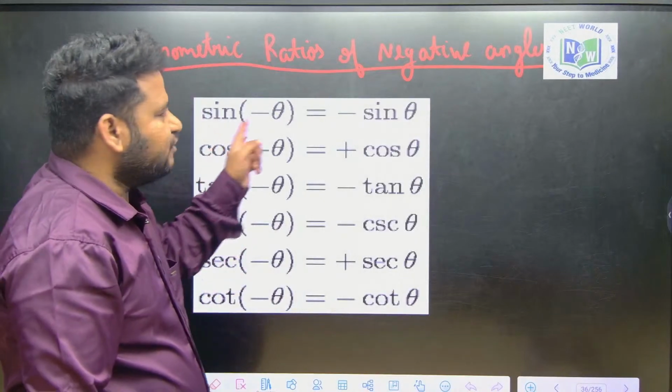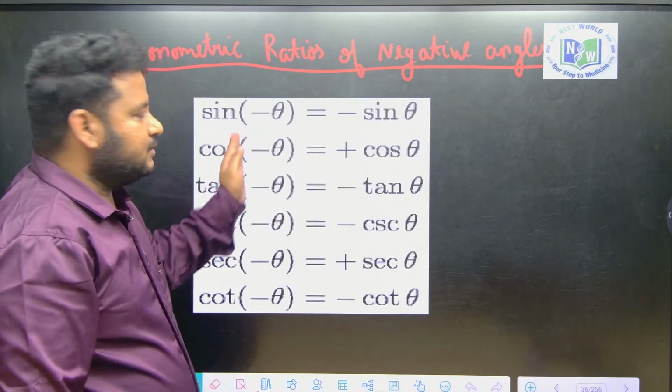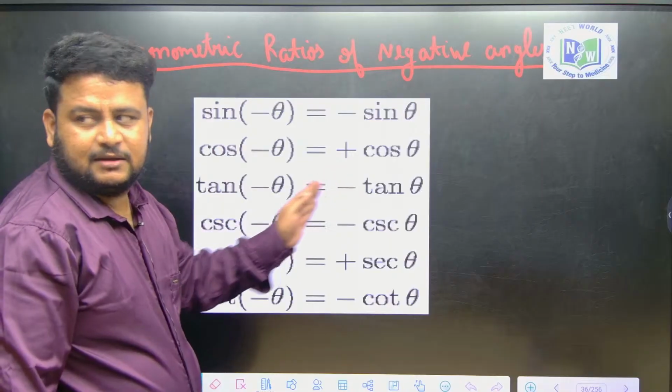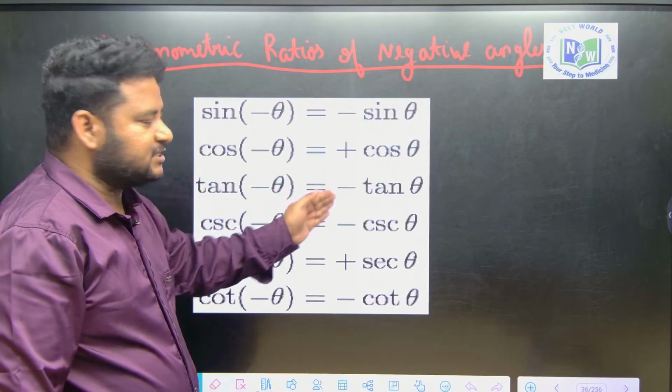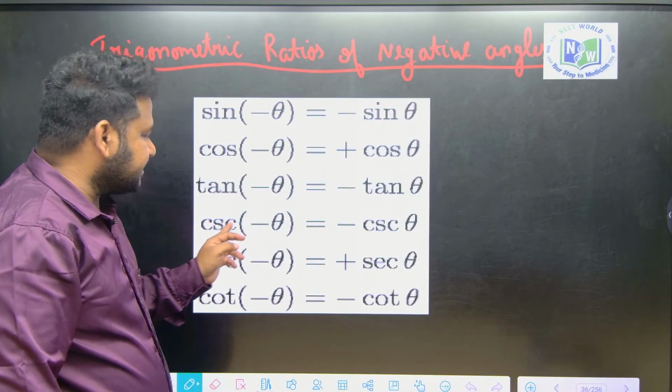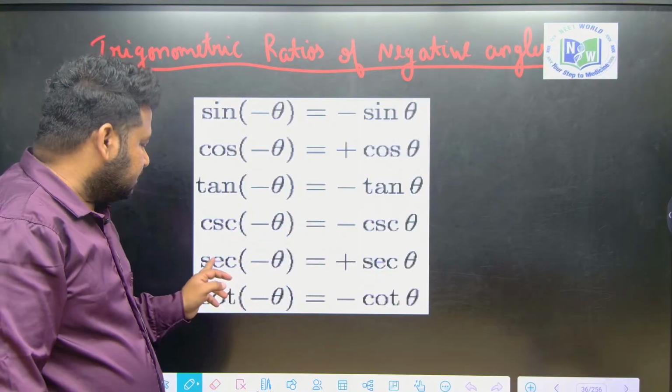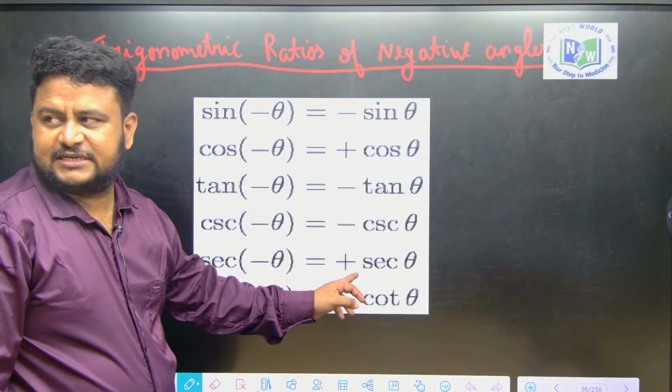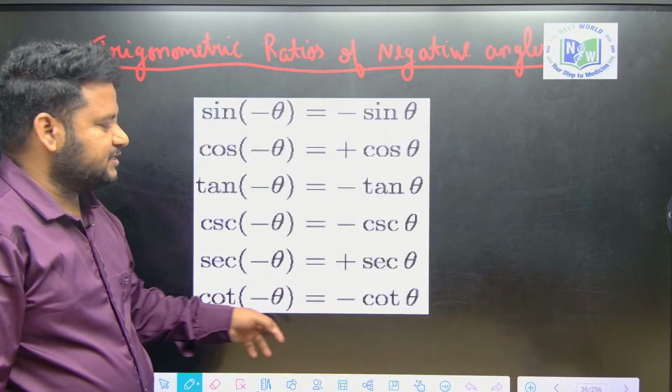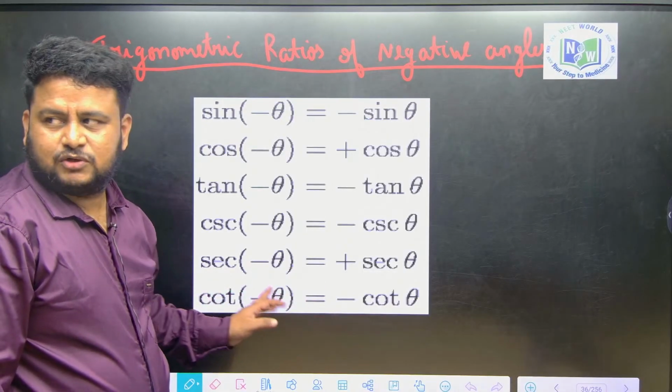So see here, sine of minus theta is minus sine theta, cos of minus theta is plus cos theta, but when it comes to tan, tan of minus theta is minus tan theta, cosecant of minus theta is minus cosecant theta, secant of minus theta is plus secant theta, and cot of minus theta is minus cot theta. Okay, so what is happening?